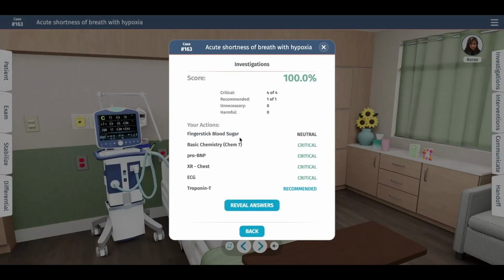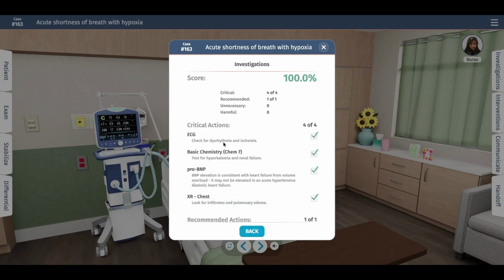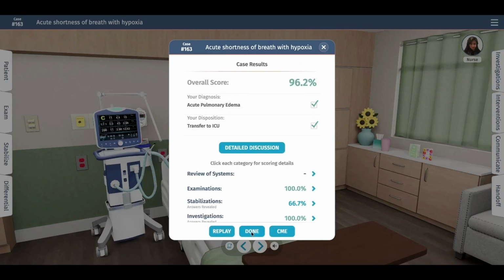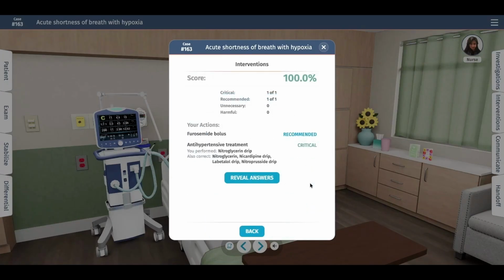Investigations, fingerstick blood glucose neutral. Don't get me started. Troponin was actually recommended. Let's go. So basic chem critical, pro-BNP critical, XR chest, ECG, and troponin. Anything? Nope, nothing else. Cool. Interventions, furosemide bolus recommended, which we did.